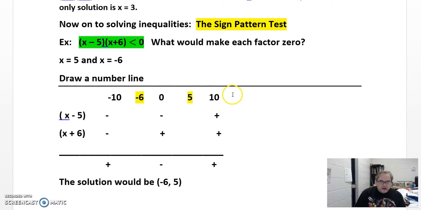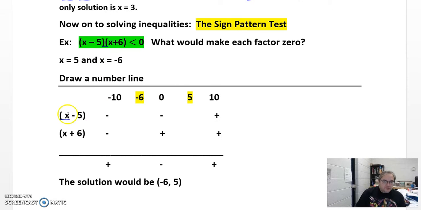And then you draw a number line. And in class, I'll draw this in little marks above these numbers. But here it's a little tougher. So I'm going to put the zeros I have for each factor in yellow. And I'm putting numbers in order. Like I need a number between negative 6 and 5, 0. I need a number bigger than 5, so I chose 10. A number less than negative 6, I chose negative 10. These numbers in black could be any numbers as long as they are in order. This has to make an ordered sense.